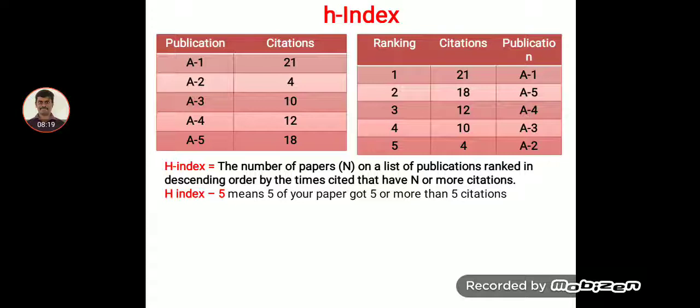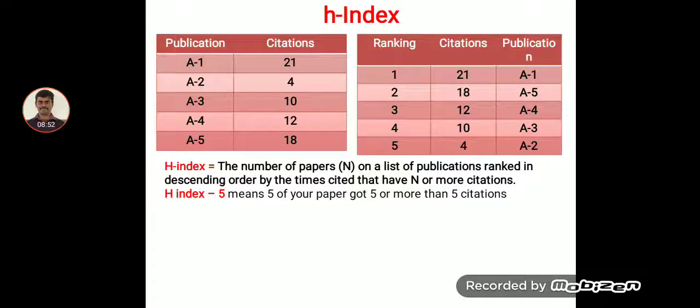Coming on to the next table, the citations are ranked from the highest citation to the lowest in descending order. The ranking is 1 for the highest citation, 21, number 2 ranking for 18, 3 for 12, 4 for 10 and 5 for 4. So this is how the ranking is given depending on the citations, which are arranged in descending order.